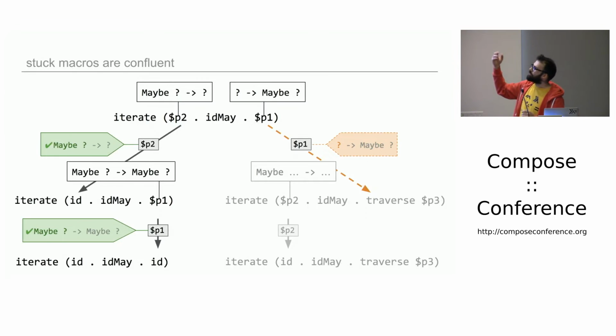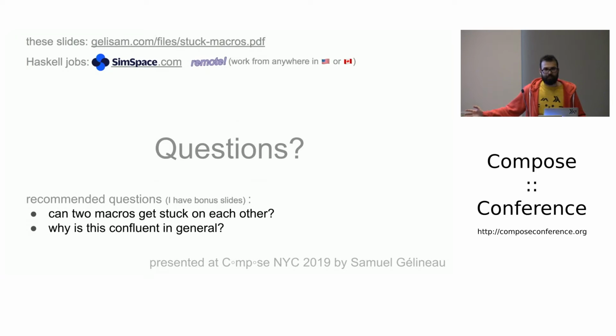So by expanding $p2 first, since we're interleaving micro-expansion and type checking, we get more information about the type of $p1. And so after doing that, $p1 is no longer stuck. And so after expanding $p2, we can expand $p1. And that's how we get the final answer, which is the correct answer that we want: to expand $p1 and $p2 to identity in both cases. And that's my talk.